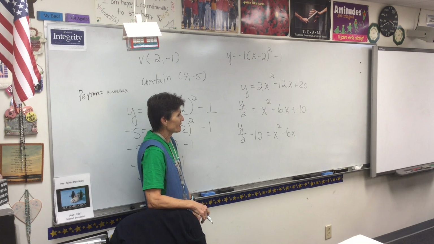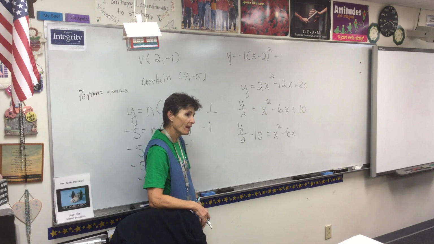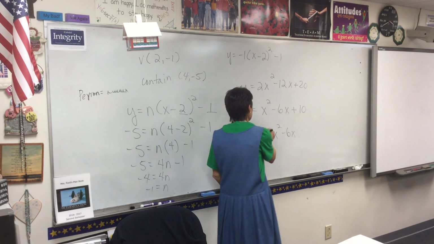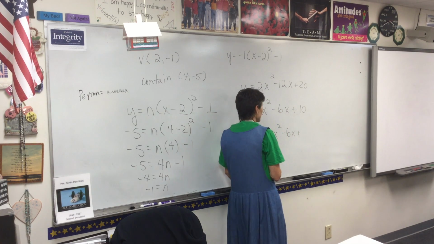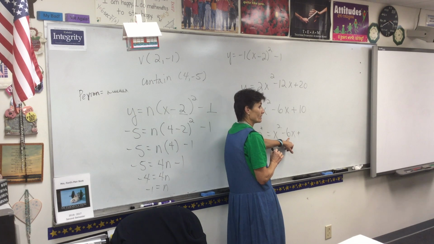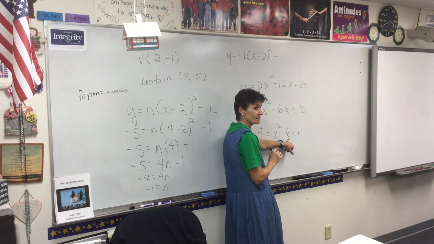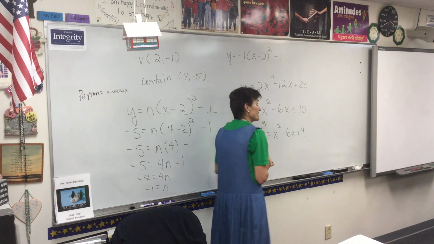What happens next? You divide 6 by 2 and then square. Exactly. She says, I'm going to complete the square now, so I'm going to add something to both sides. The number that I'm going to add to both sides is half of this squared. Half of 6 is 3, squared is 9. So I'll add 9 to both sides.